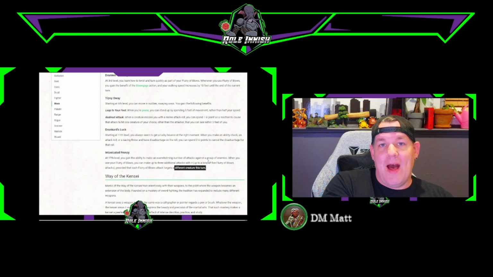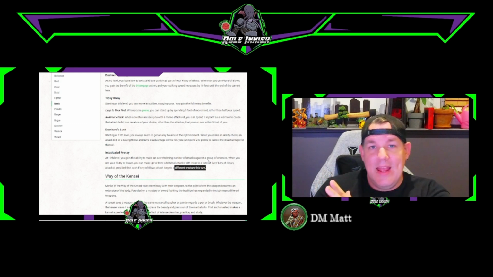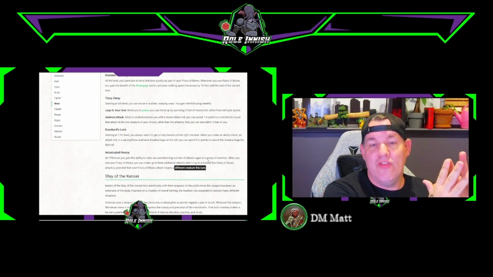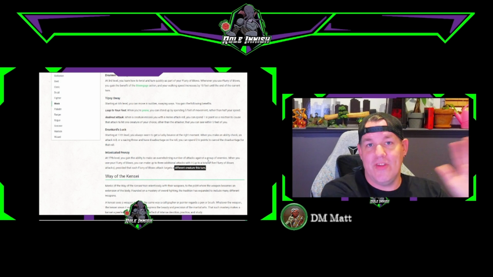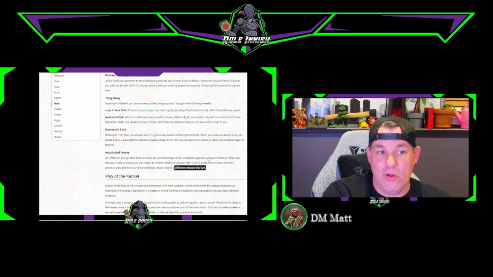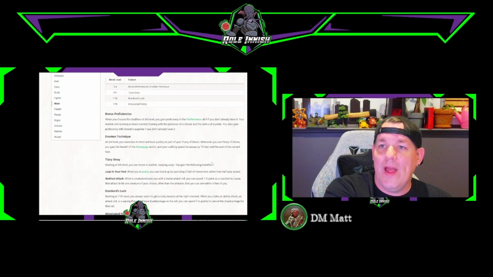You stack it by Fury of Blows, hitting, disengaging, and then using those 5 Fury of Blows attacks on a different creature. So you could really take care of 2 with a lot of hits, a lot of damage if you're hitting. So that's the way of the Drunken Master.